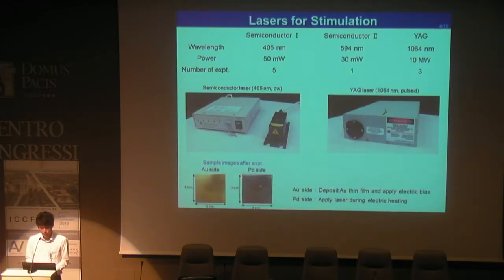Next, these are sample images after experiments. There are 2 sides, the gold side and the palladium side. On the gold side, as already mentioned, I deposit gold thin film and apply electric bias. On the other hand, on the palladium side, I apply laser during electric heating. The trace of laser can be confirmed on the palladium surface.